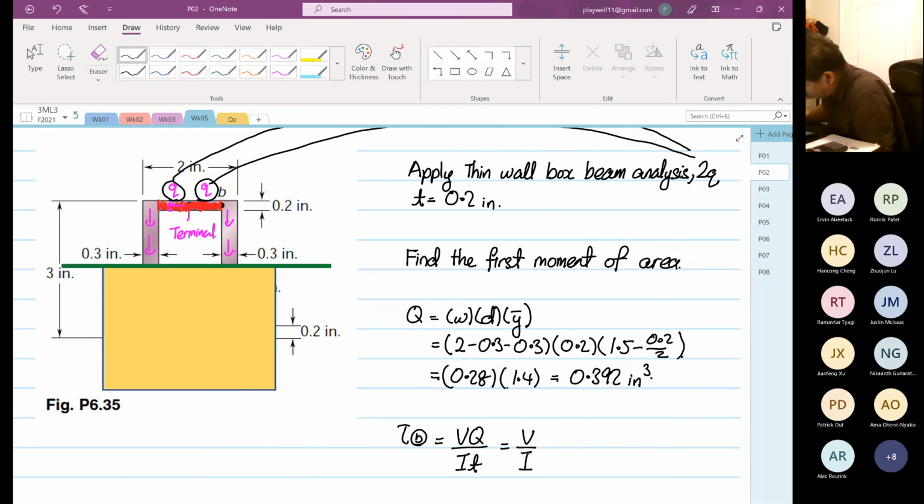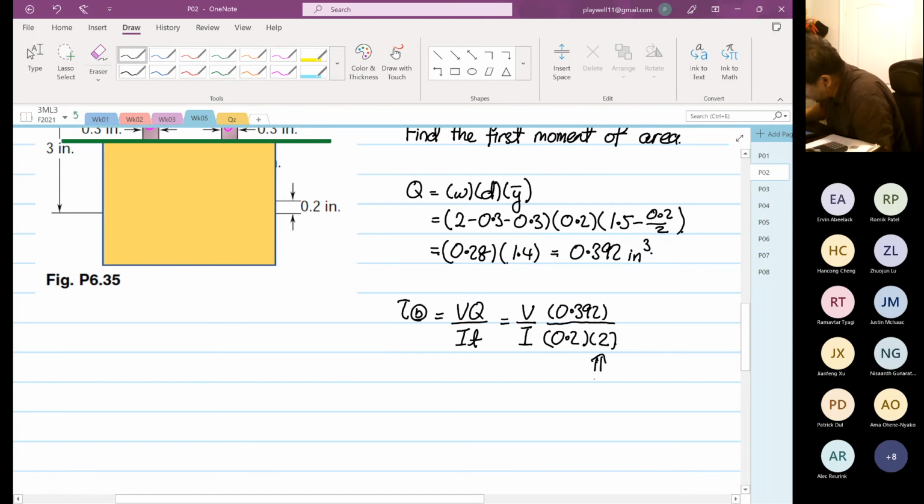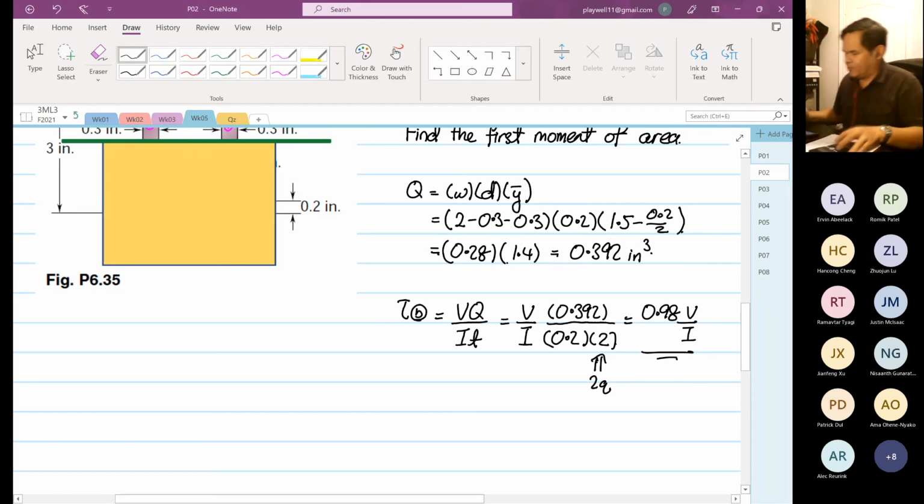Okay. So Q is equal to 0.392. We know the thickness is equal to 0.2, but you have to multiply by 2 over here because we have 2t. So now this is V over I, or 0.392 divided by 2 divided by 2, which is 0.98. So 0.98 V over I. That's at point B.